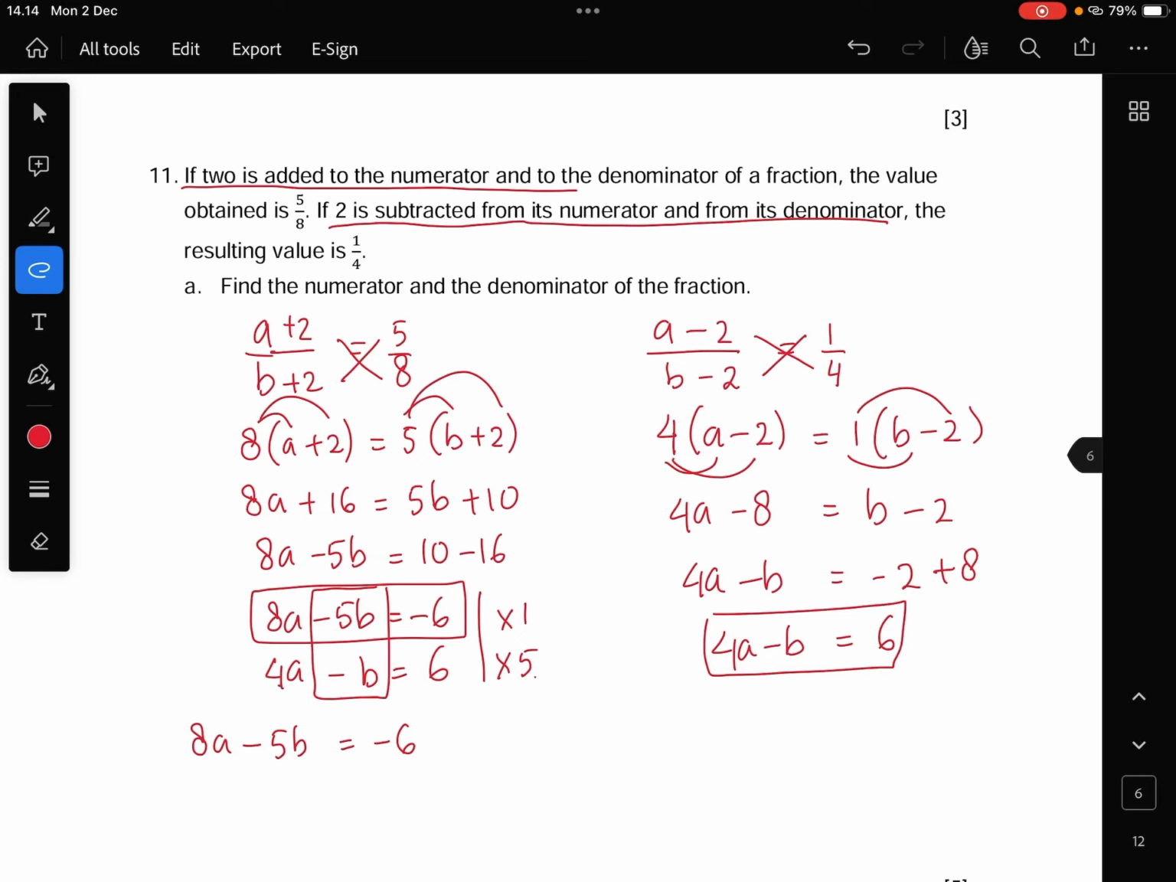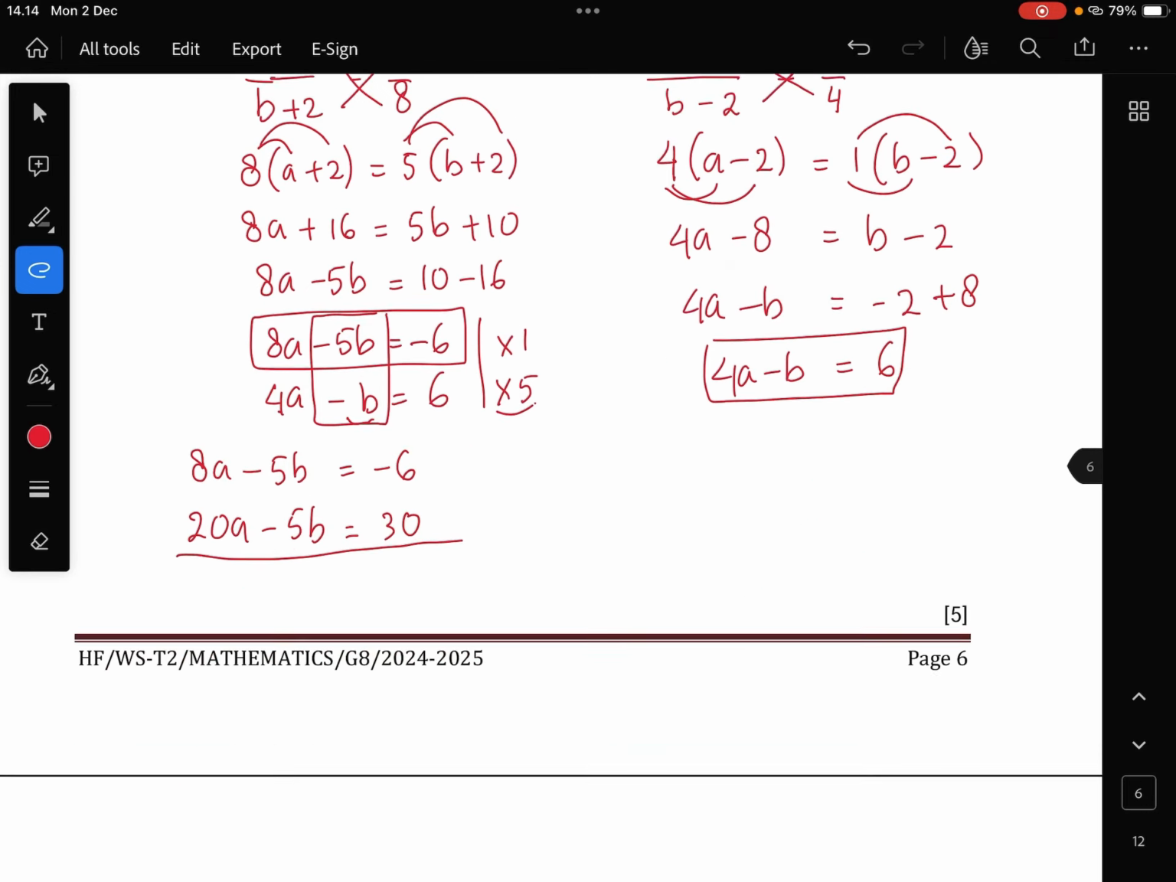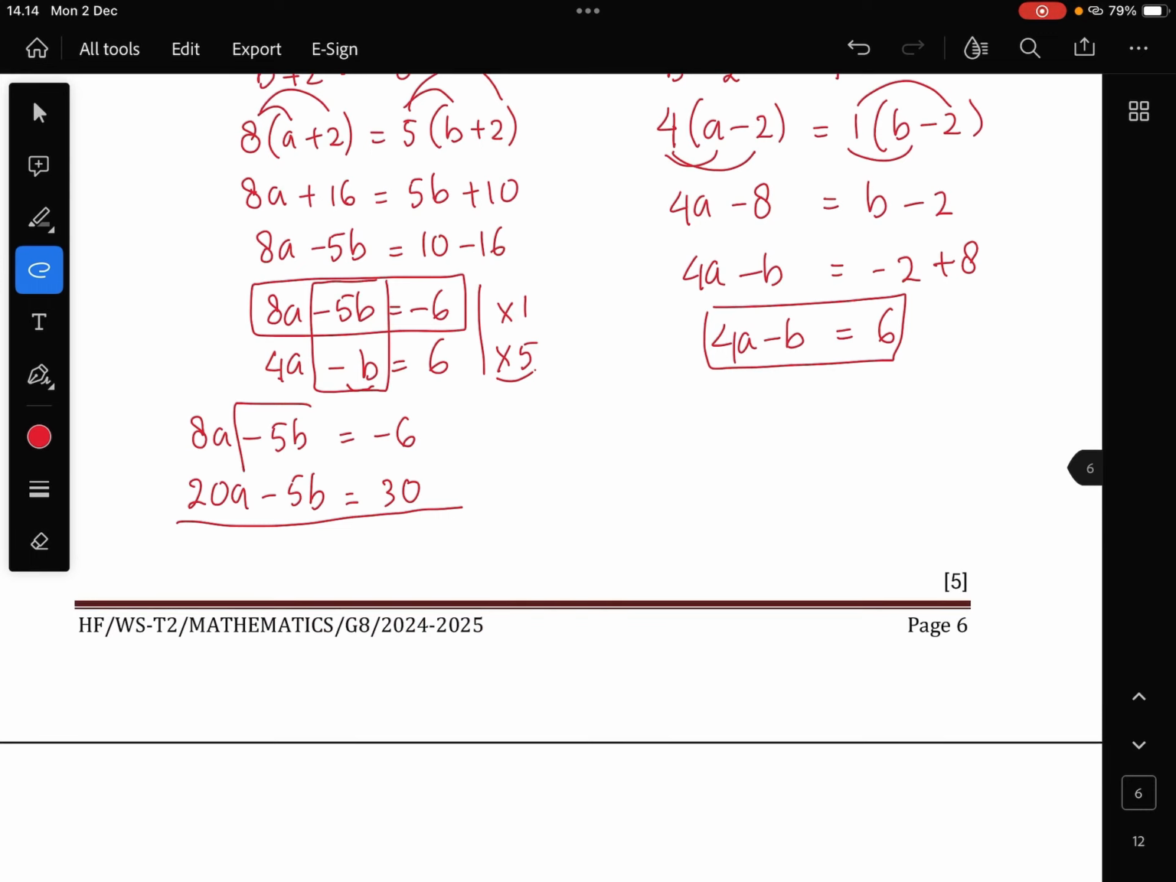For a multiplied by 5, it is 20a. Negative b multiplied by 5 is negative 5b, equals 30. Look guys, we have the same constants here with the same sign, which means you use the elimination. 8a minus 20a equals negative 6 minus 30. We can continue with this.